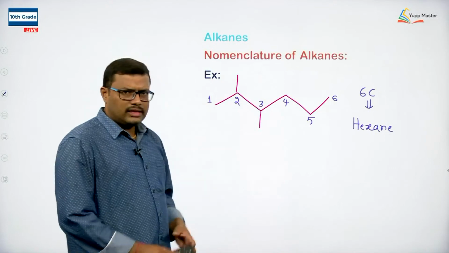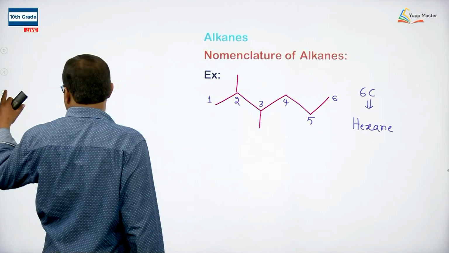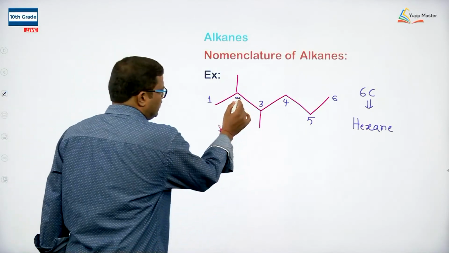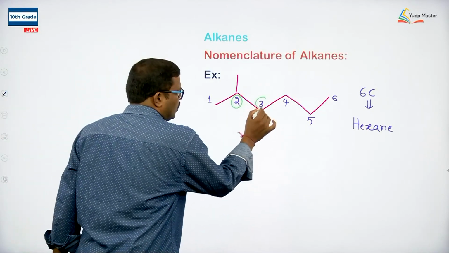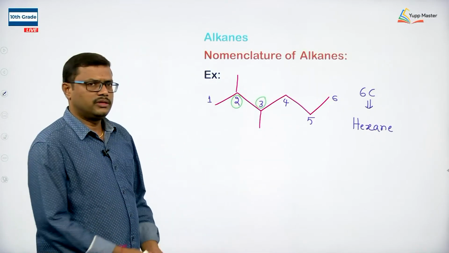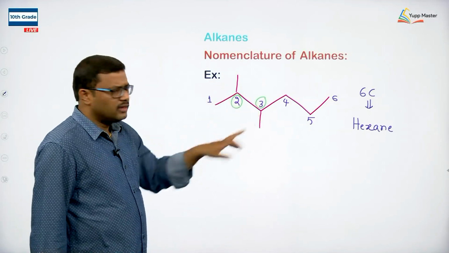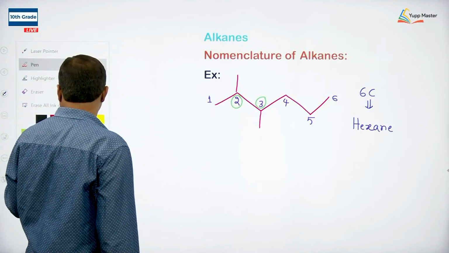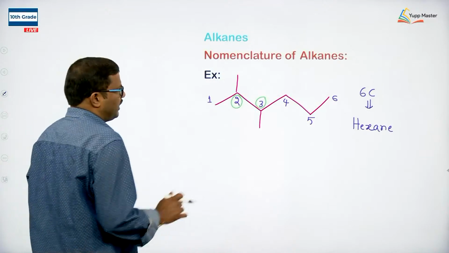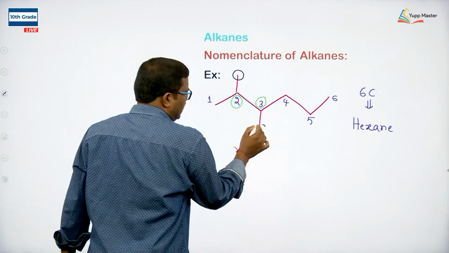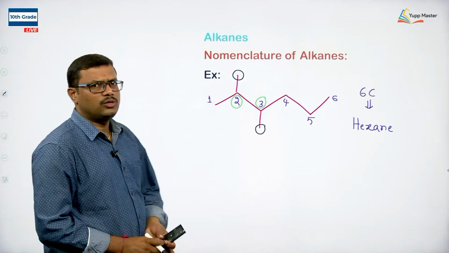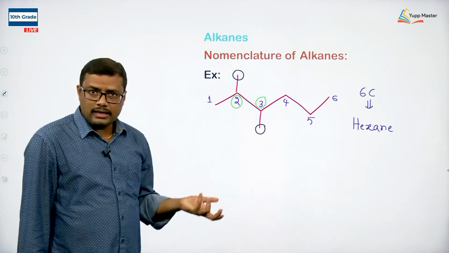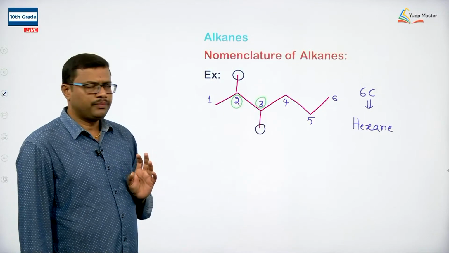And then look at the substituents that are present on this particular carbon chain. What are they? The substituents are present at the second carbon and third carbon. And what are the substituents that are present on the parent chain? They are CH3, CH3. So 2 methyl groups are present at the second and third position on a 6 carbon parent chain. Simple.